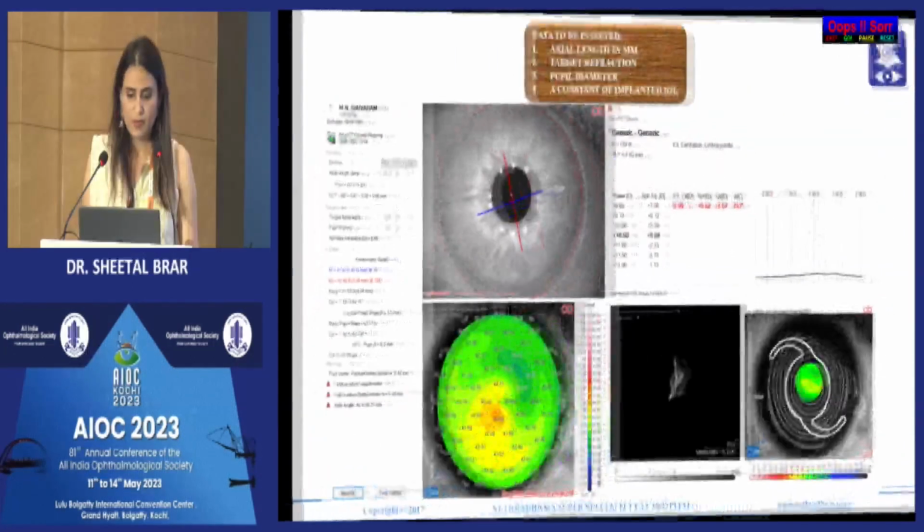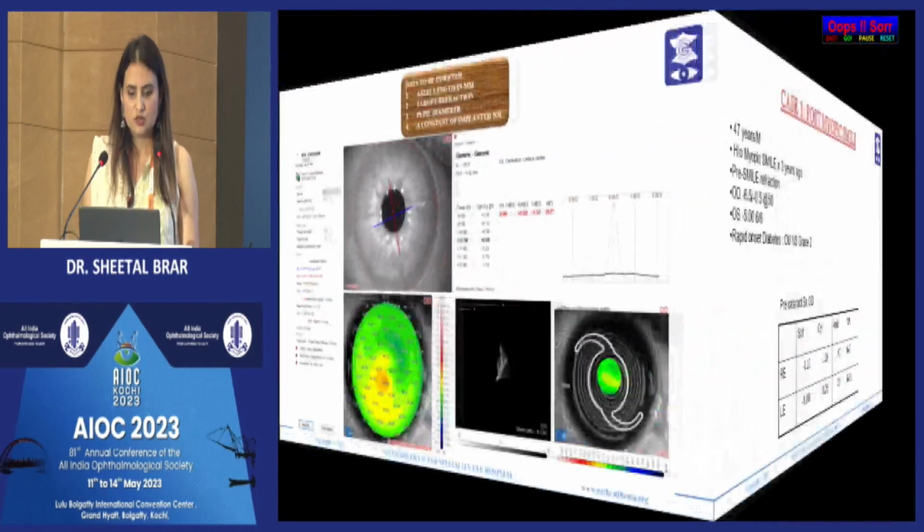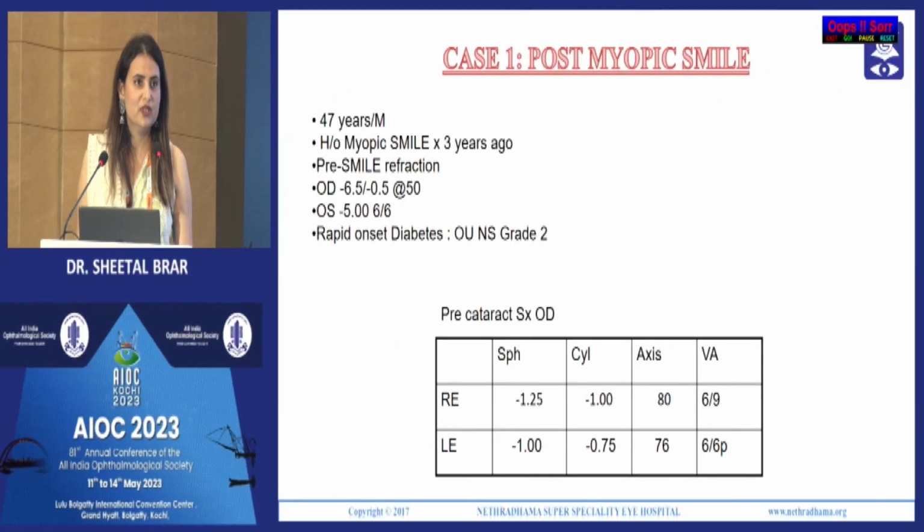Then we also have ray tracing, which is the latest, and we have the MS-39, wherein we use ray tracing. The keratometry is measured by ray tracing, and then what you need to enter is the axial length from your IOL Master or any other immersion device. Also, you need to enter the target refraction, the pupil diameter, and the A constant of the implanted lens. This has also been found to work on par with other formulas such as the Barrett True-K formula.